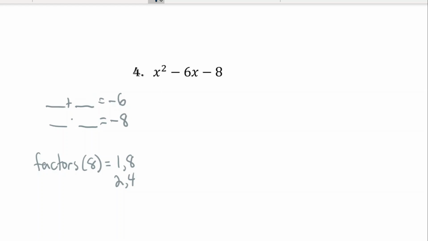It turns out you can beat yourself over the head with this and you just will not be able to find two numbers that will satisfy this condition. If that's the case, you say not factorable.